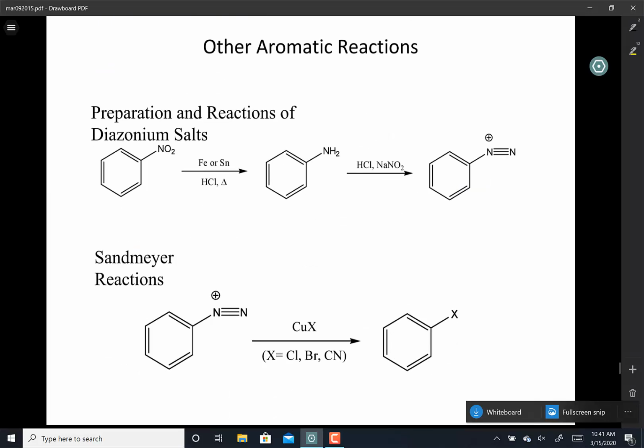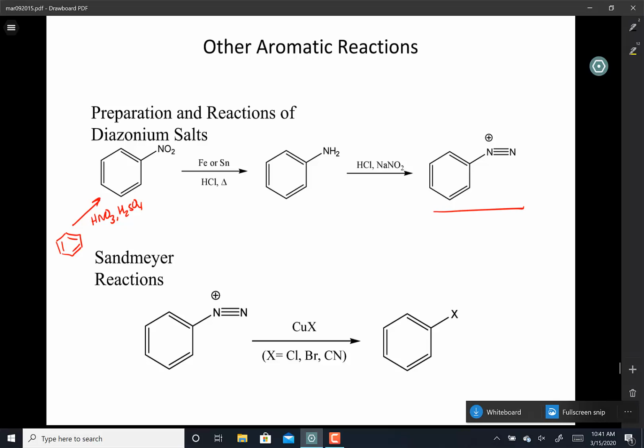So again, just to go back, how do you make this diazonium salt? You first of all start with benzene. You put the nitro group on the ring with HNO3, H2SO4. Then you reduce the nitro group with iron or tin to produce the amine, and then you react it with HCl, sodium nitrite, to make the diazonium salt.